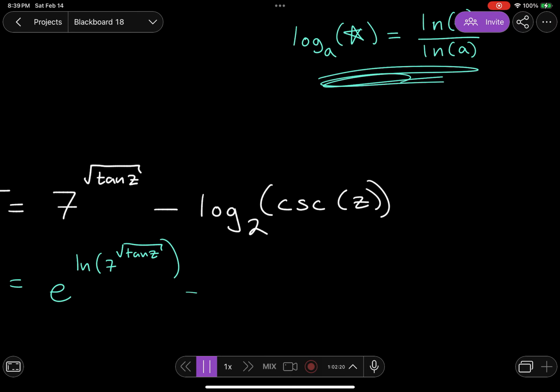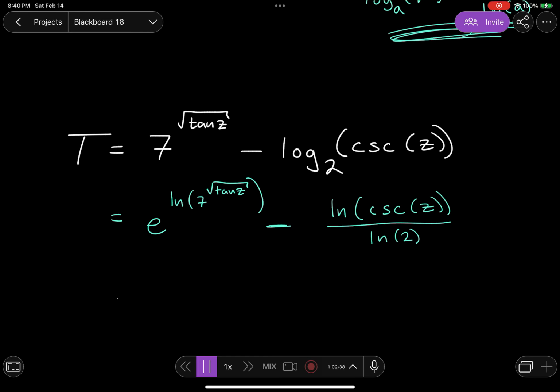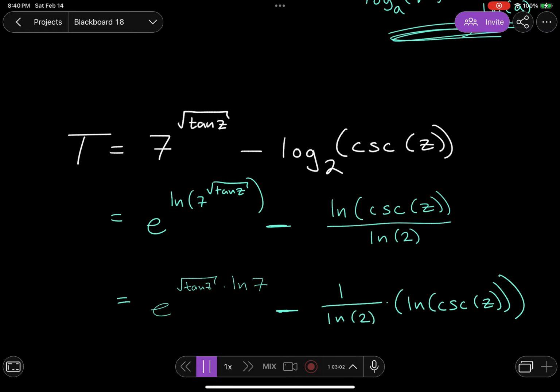So what I can do is rewrite this as the natural log of the cosecant of z divided by the natural log of 2. But the natural log of 2 is just a number. So all of a sudden, I think we actually can take the derivative here. This is the same thing as e to the square root of tangent of z times the natural log of 7. But that's also just a number. Minus 1 over the natural log of 2 times the natural log of the cosecant of z. And these are all things that we know how to take the derivative of.